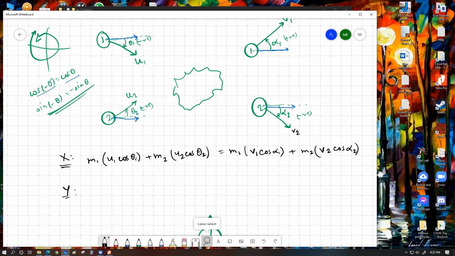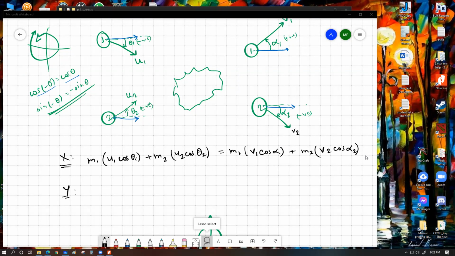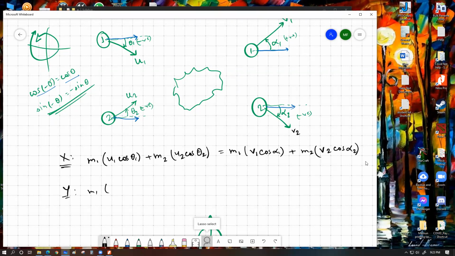For the y-axis, the whole thing is gonna work out exactly the same, only the cosine ratios are simply gonna become sine ratios. So this is how it looks: m1 into u1 sine theta 1 plus m2 into u2 sine theta 2 should be equal to m1 into v1 sine alpha 1 plus m2 into v2 sine alpha 2.